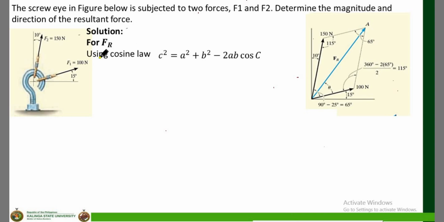The very first thing you will do from these two forces is draw a parallelogram. A parallelogram is like a rectangle with slanted sides. And as you can see in this diagram, our original forces here are the 100 newtons and the 150 newtons.